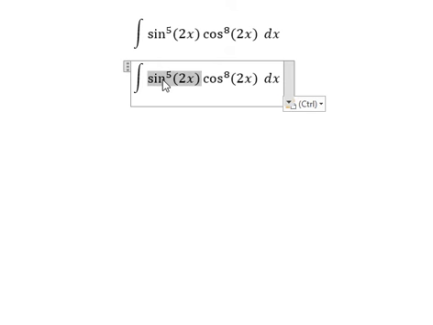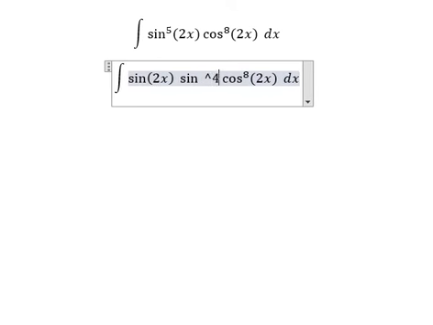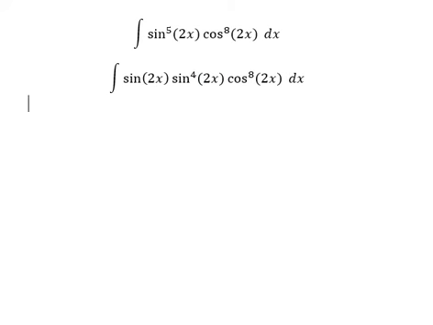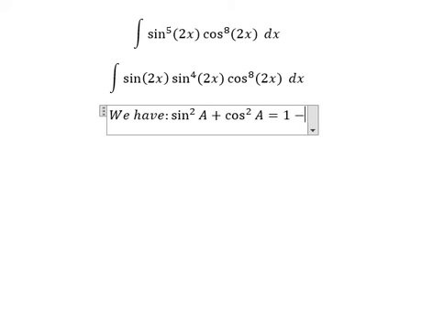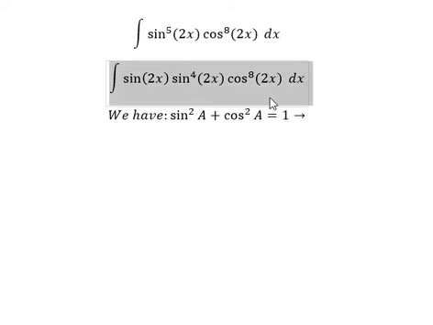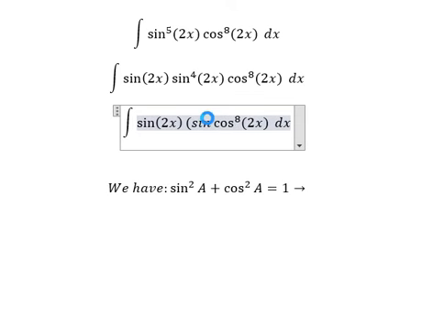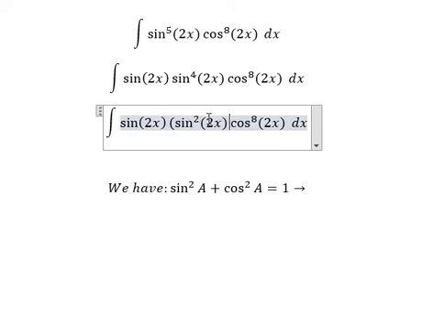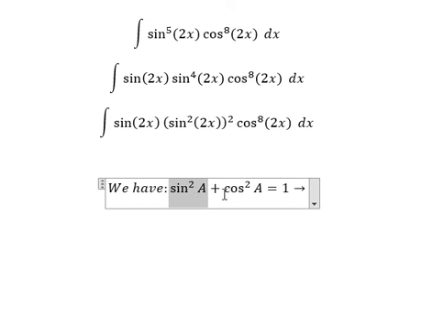This one we can change by sine 2x multiplied by sine 2x to the power of 4. So we have the formula in here: sine a square plus cosine a square equals number 1. So if we look carefully about this one, that is sine 2x to the power of 2, everything to the power of number 2. So we have sine a square in here. So I will put this one to the right.